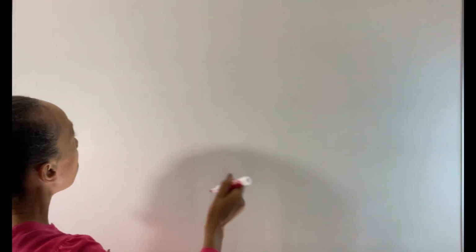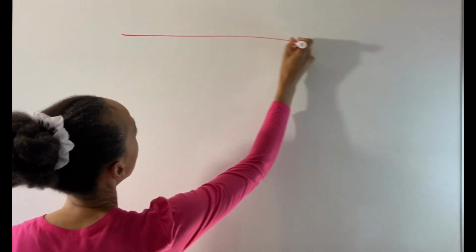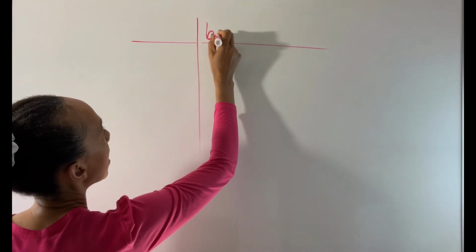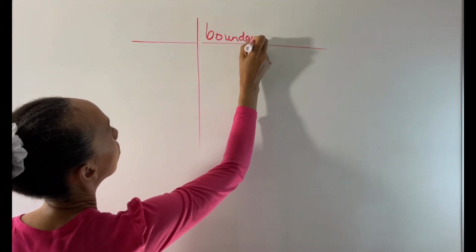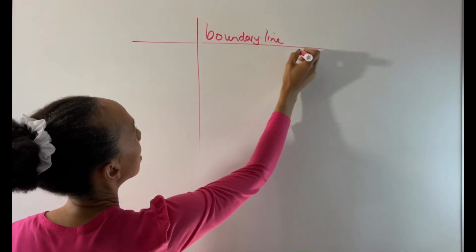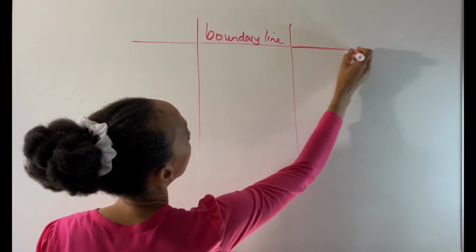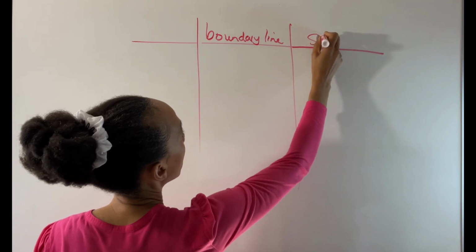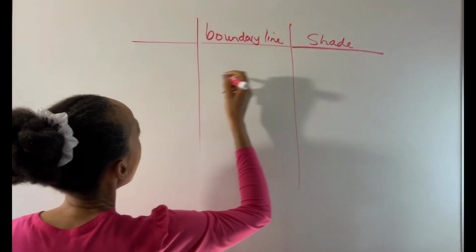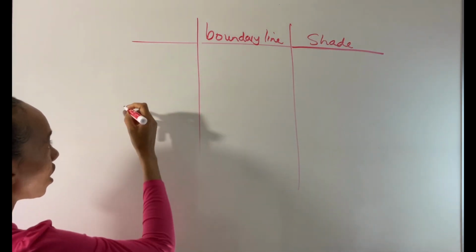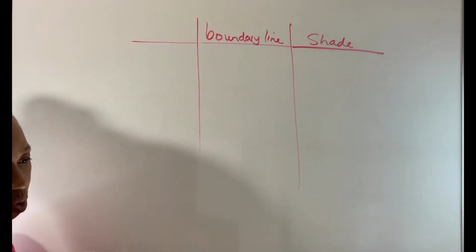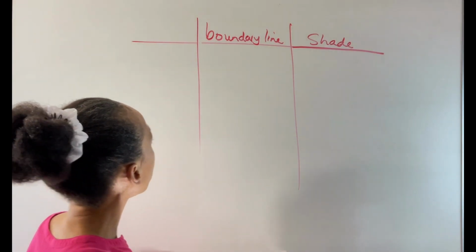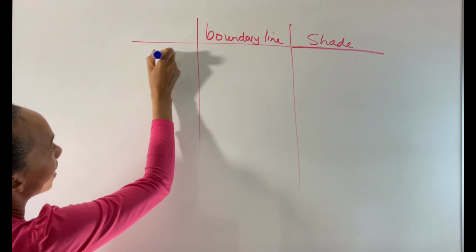So the first thing I always say is that you can set up a table for your system of linear inequalities. You can write the boundary line here, and you can also set up one for your shading. And now you will have your inequality that you are going to write. So the first one is less than.